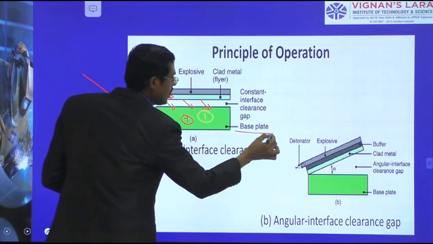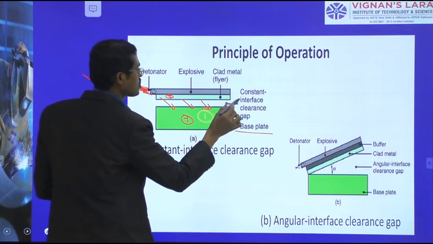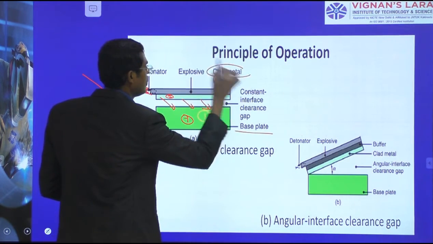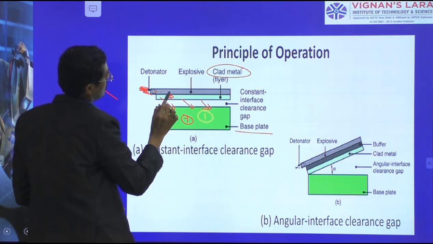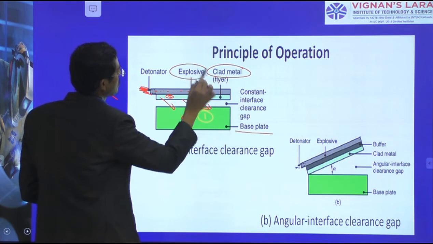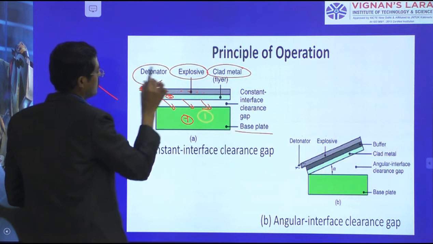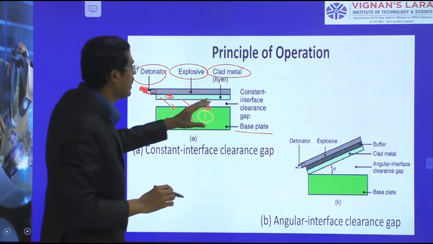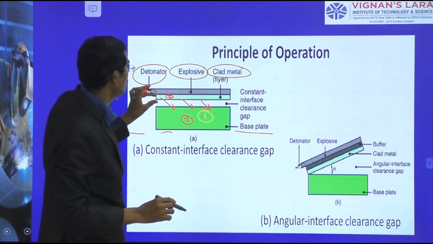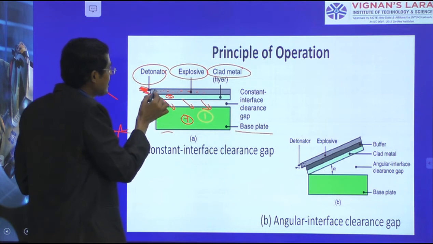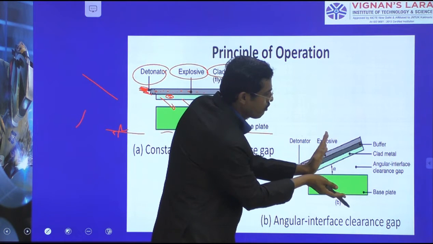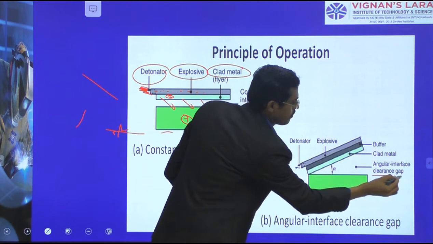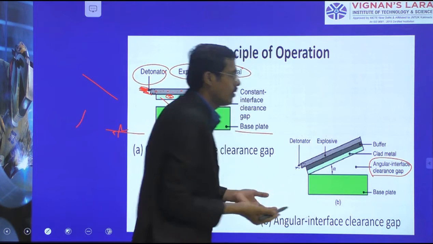One is the base material, and then the component of clad material, and above we have one more layer, the explosive, and then the detonator starting point. It may be parallel, with a distance equal to the cladding thickness, that gap I am leaving, and here it may also be in an angular format. Okay, the clearance gap, whatever it is, we can give.